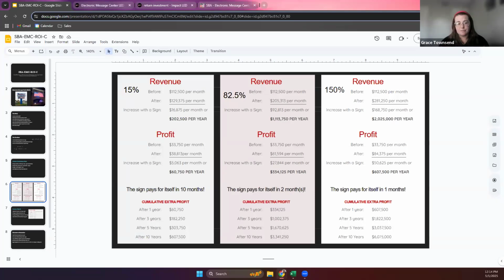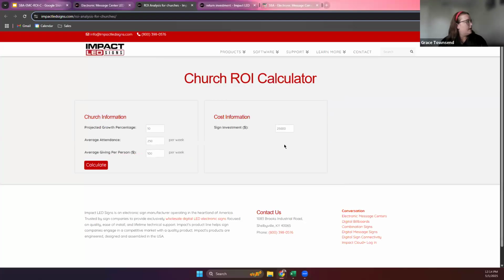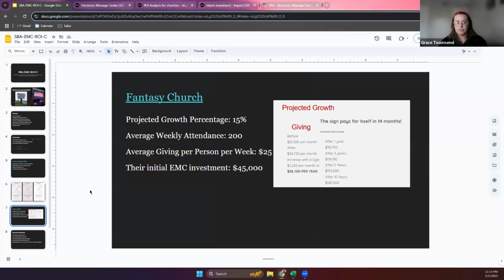We understand there's some end users that don't operate like a corner store business, like a lot of schools or churches. So we've actually also created a church calculator, ROI analysis for churches. I pulled some data offline to see some average numbers for a church. This is excluding some mega churches.